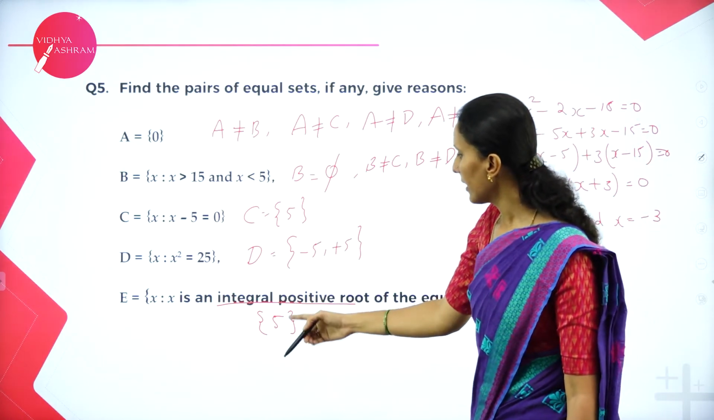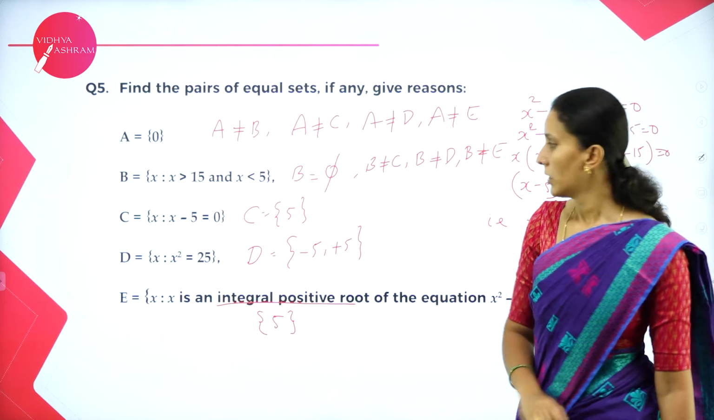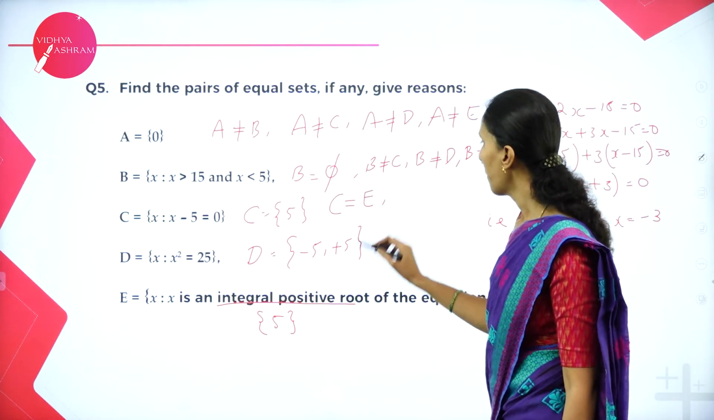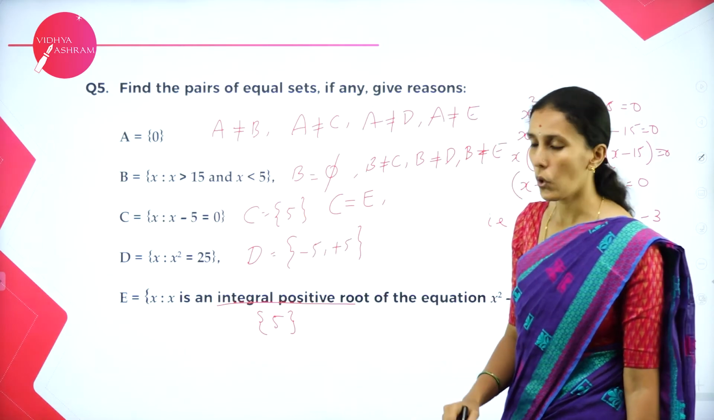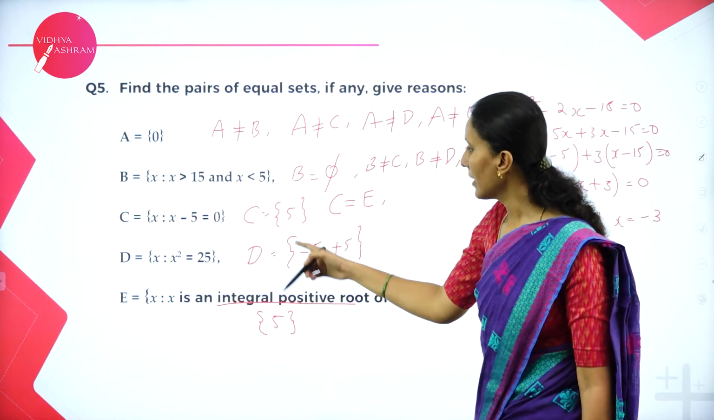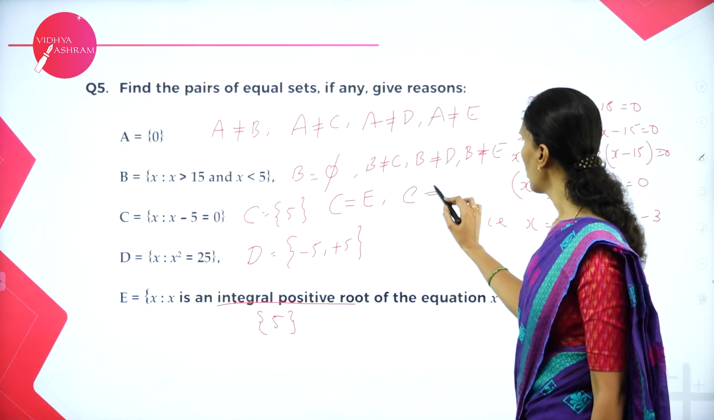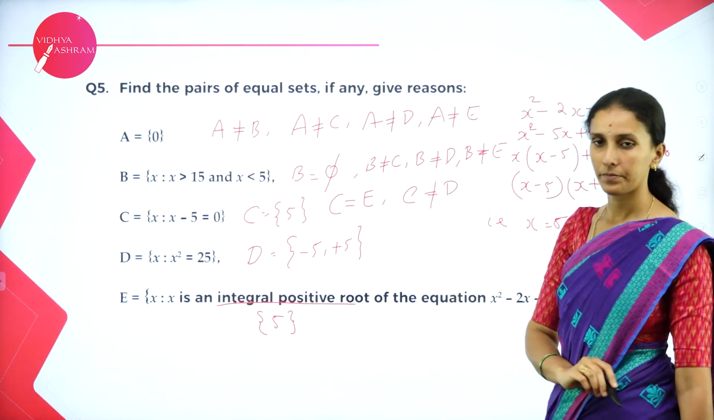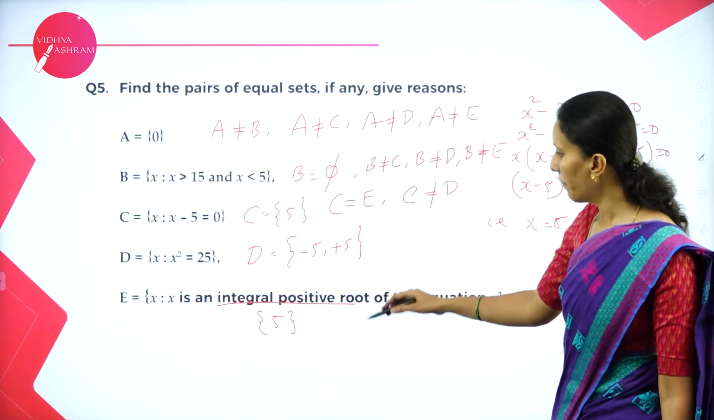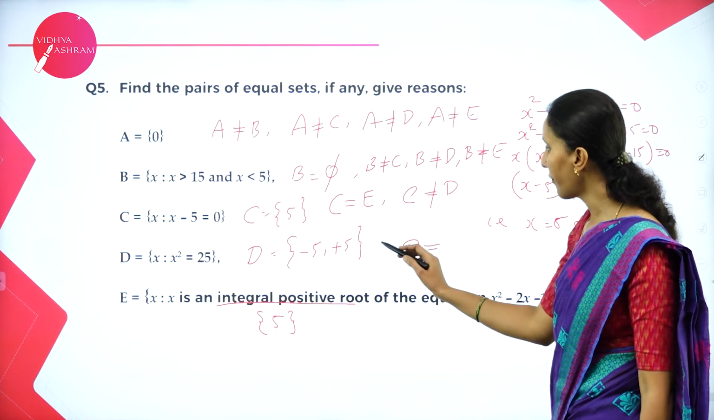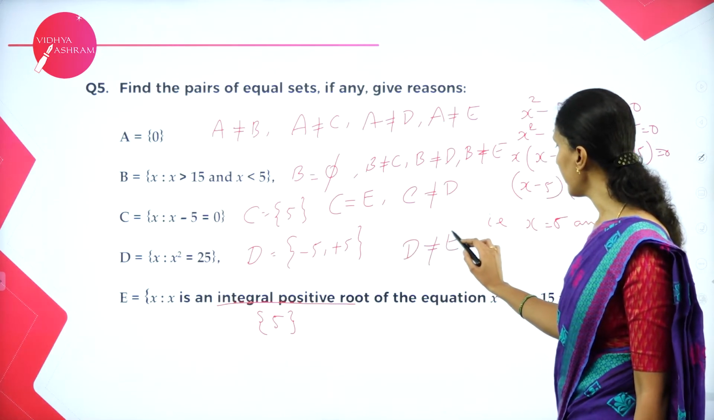Next C and E. Yes, they are same. So therefore C is equal to E. But compare C and D? No, because minus 5 is not in C. So therefore C is not equal to D. And finally, we'll compare D and E. Yes, they are not equal because minus 5 is not in E.